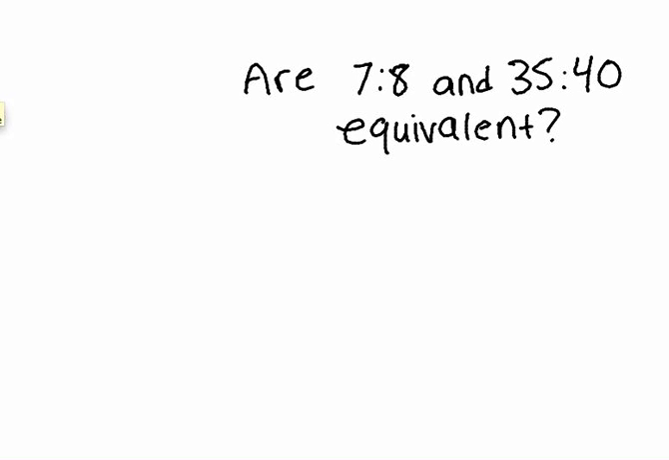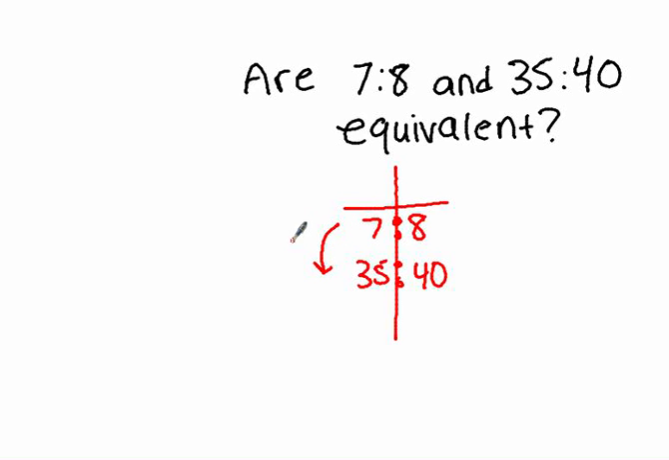Are they equal ratios? You could line them up in a T-chart and say 7 to 8. Is that the same thing as 35 to 40? Well, to go from 7 to 35, we're getting 5 times bigger. To go from 8 to 40, we're getting 5 times bigger. So they are increasing at the same rate. Therefore, we would say, yes, they are equivalent.